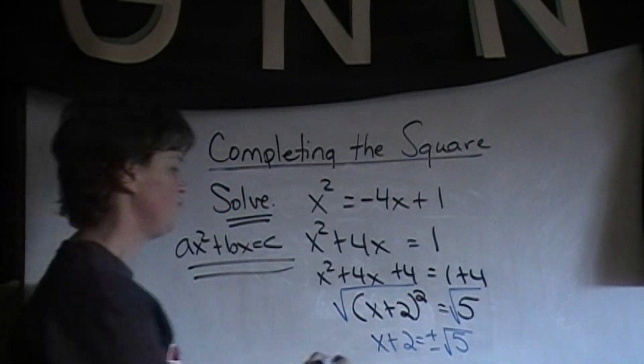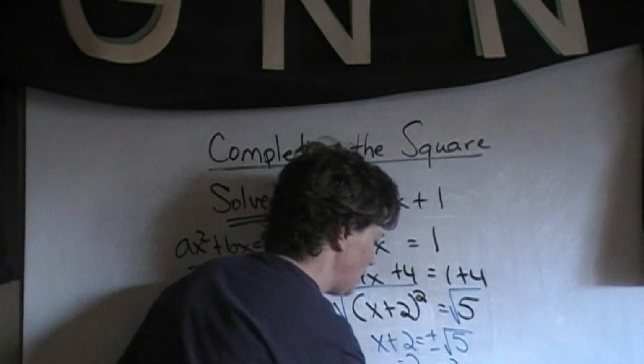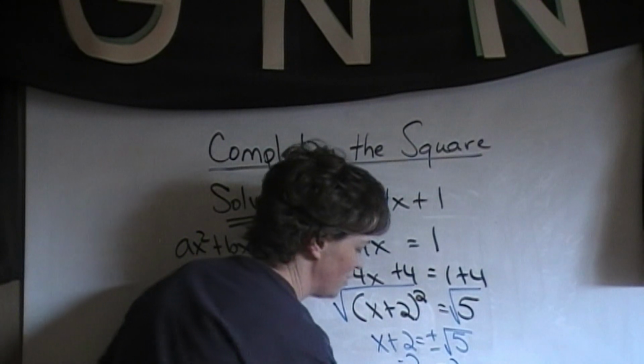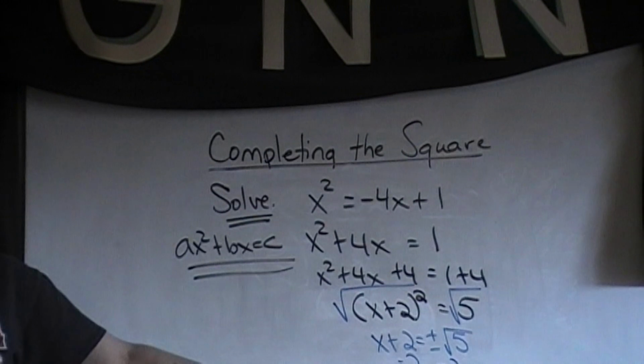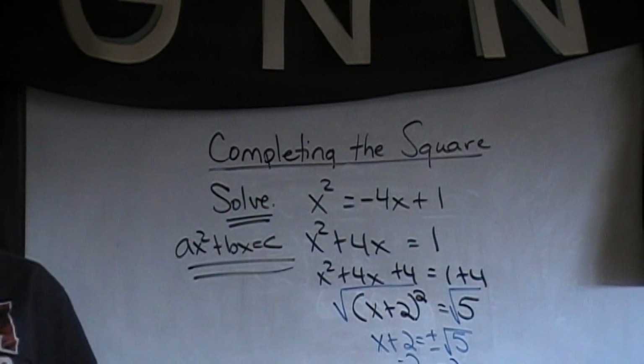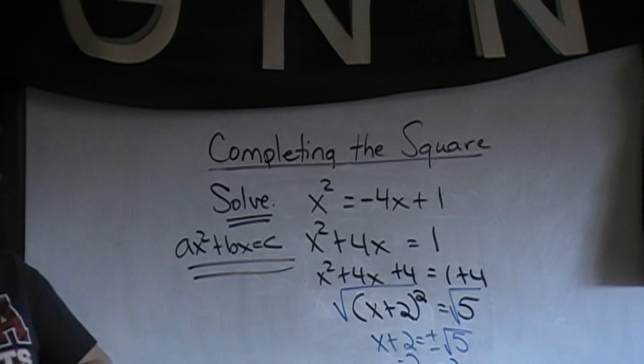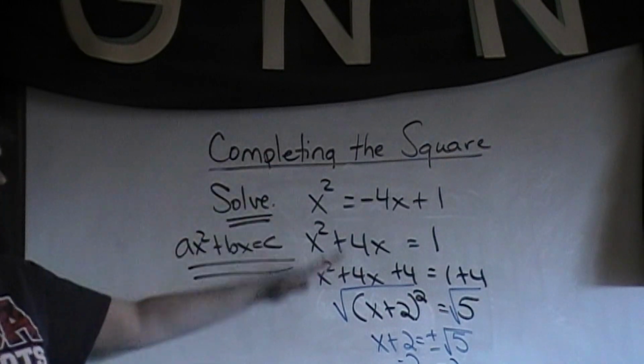Now we'll subtract 2 from both sides. And so the answer for this problem is x equals negative 2 plus or minus the square root of 5. This is the solving form. Now I purposely changed colors because what we're going to show you now is different from the way you solve.